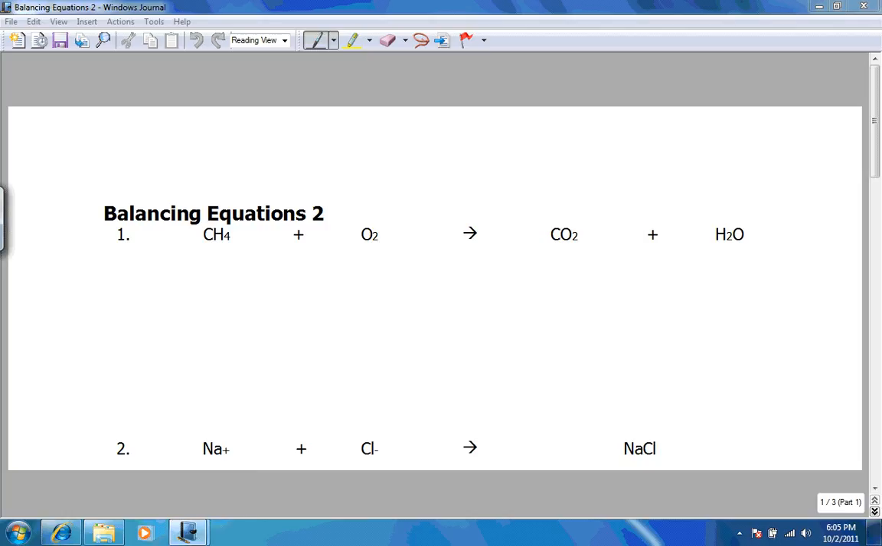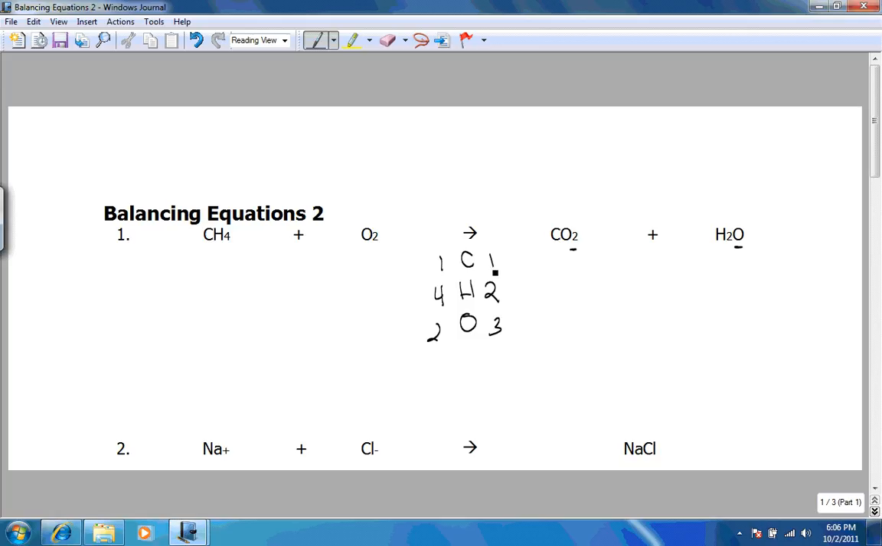Okay, we're starting the second balancing equations worksheet. We are going to first start with writing down all of our elements that we have to balance, and we're going to write down how many we have of each. So we have one carbon on this side and one carbon on the right. We have 4 hydrogens on the left and 2 hydrogens on the right, and we have 2 oxygens on the left. We have 2 oxygens here. We also have another one here, so we actually have 3 total. Don't forget to make sure you check all the equations.